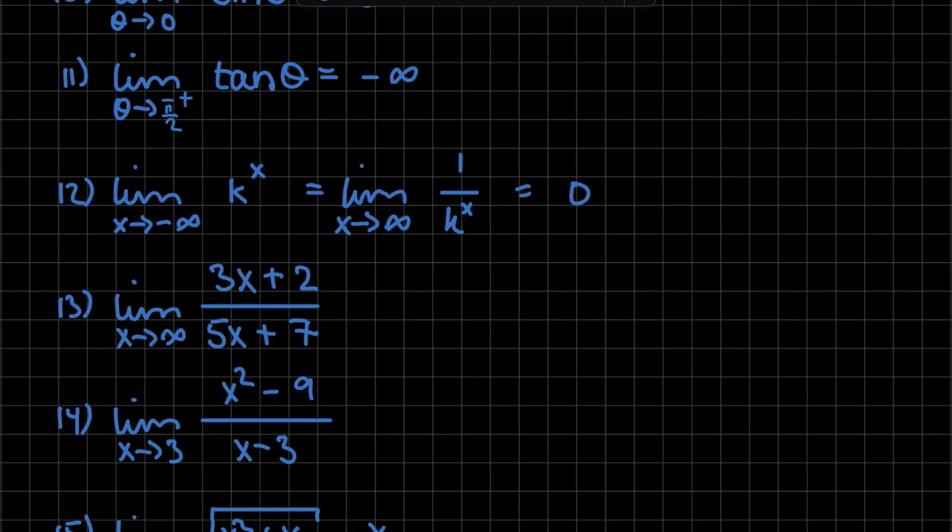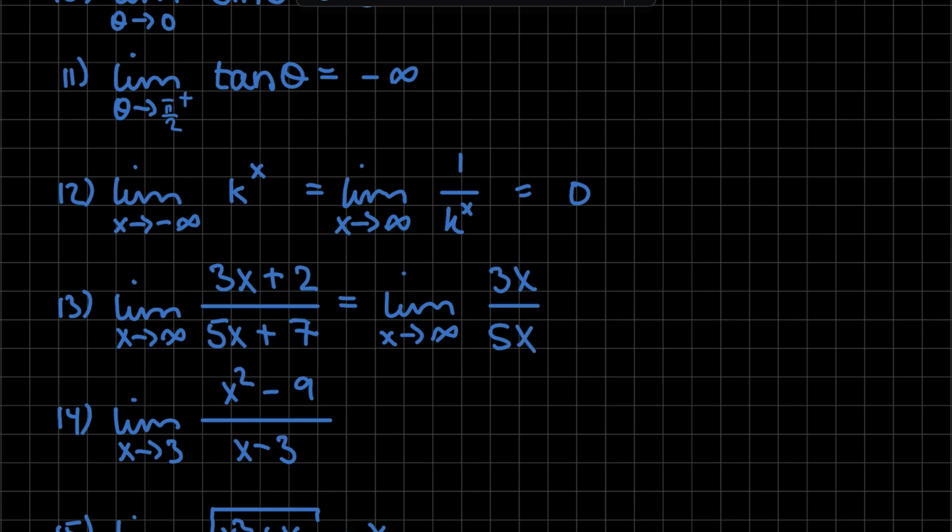It could have lots of different values, but in this specific case, we have to focus on the 3x over 5x, because as both the numerator and the denominator tend to infinity, these plus constants aren't going to have any effect compared to the large x values that are the main cause for growth. So we can just say this is equal to the limit as x tends to infinity of 3x over 5x.